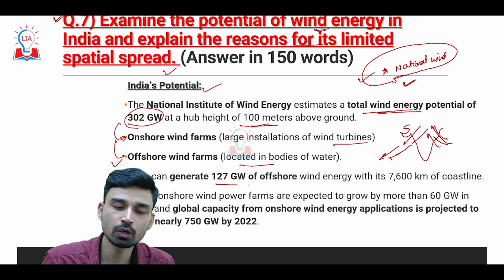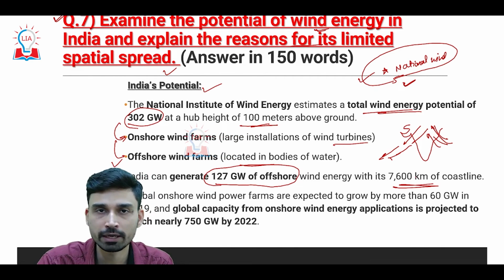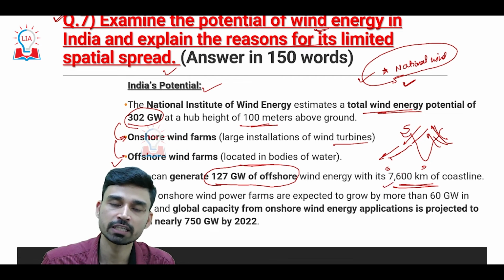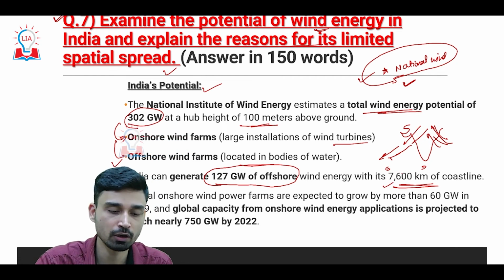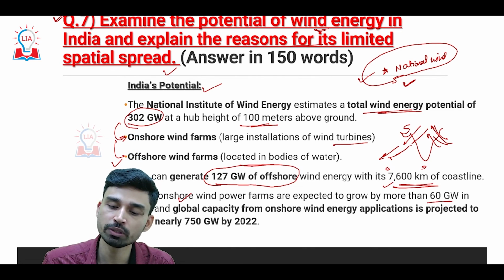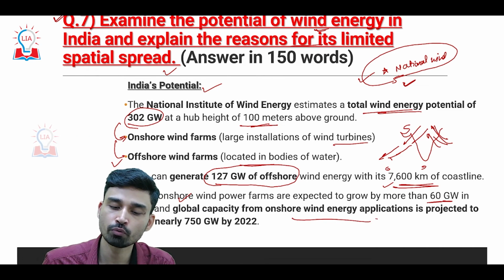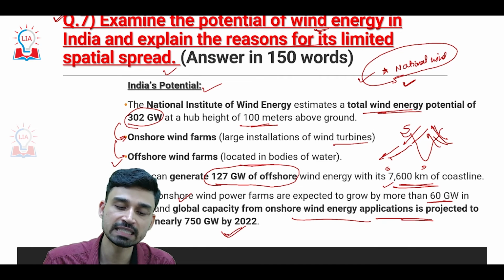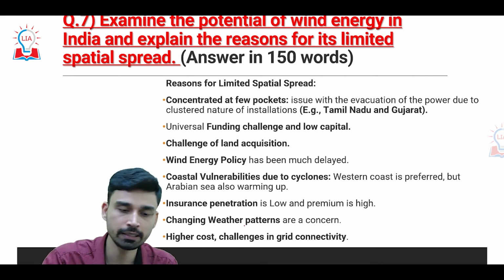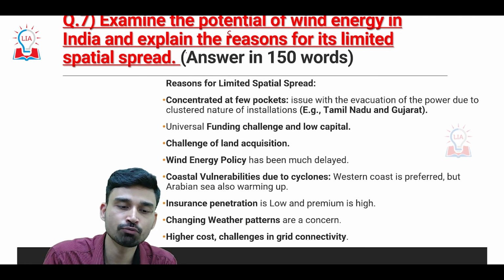India can also generate around 127 gigawatt of offshore wind energy because it has a very, very long coastline, right from Gujarat all the way up to West Bengal, expanding to a length of 7,600 kilometers. Not only that, the global onshore wind power farms are also expected to grow by more than 60 gigawatt in 2019, and global capacity from onshore wind energy is projected to reach nearly 750 gigawatt by 2022, that is the current year.